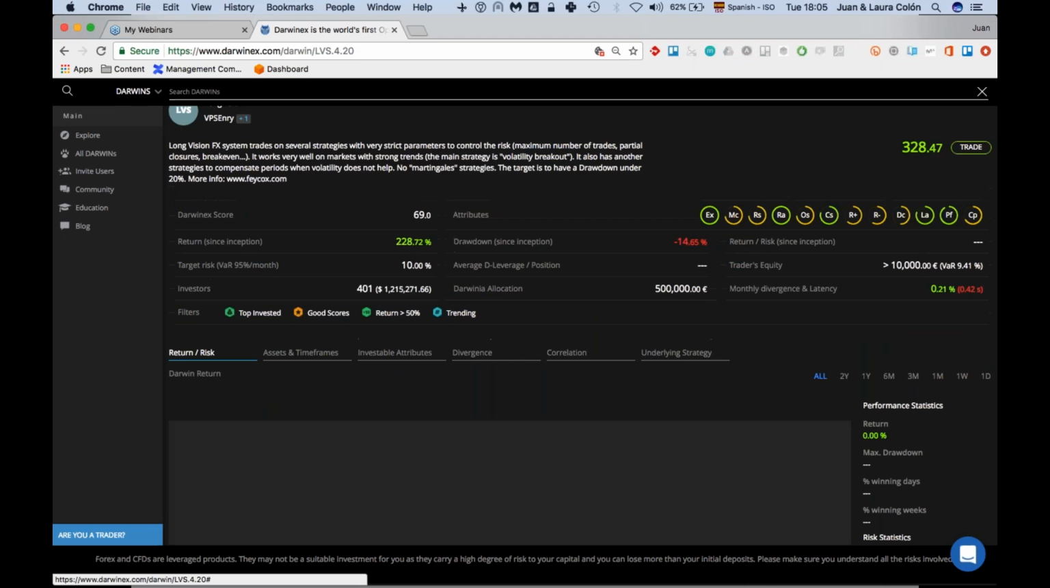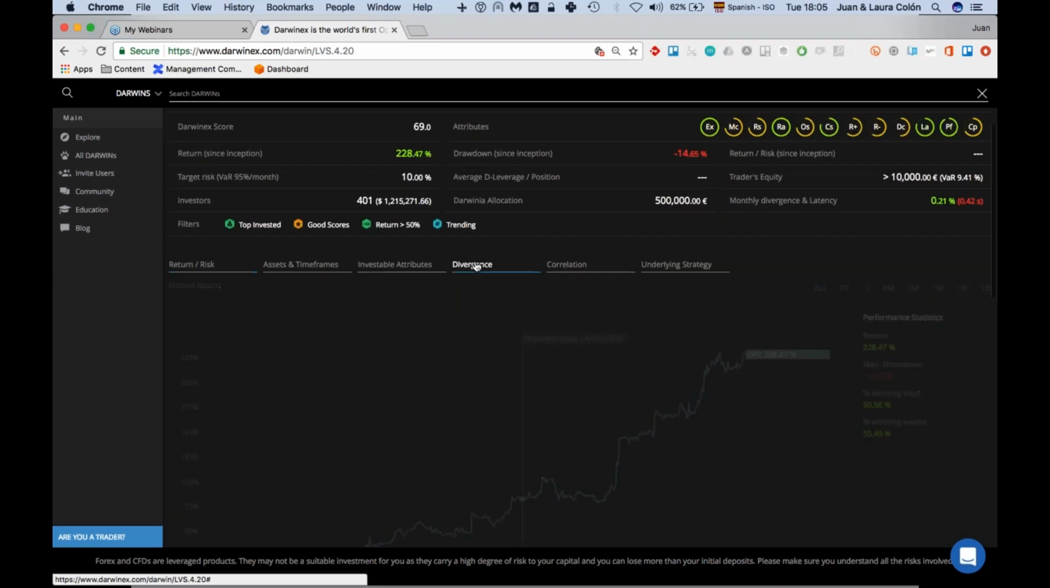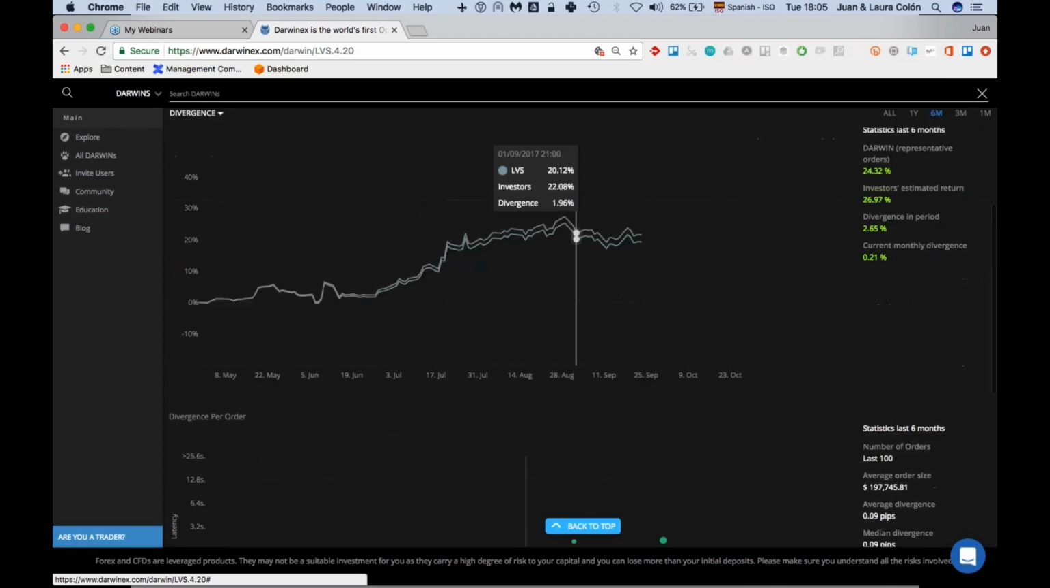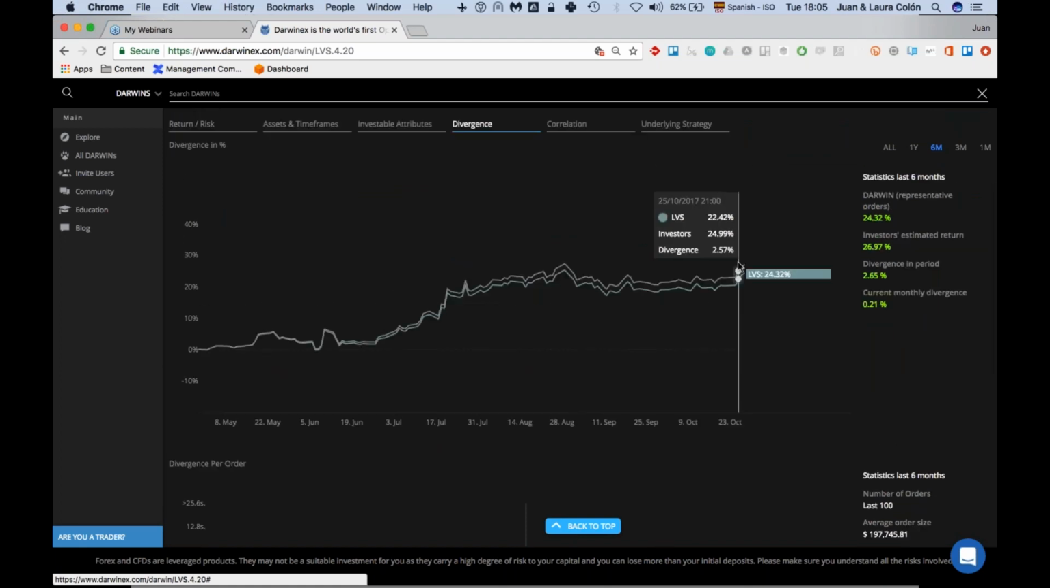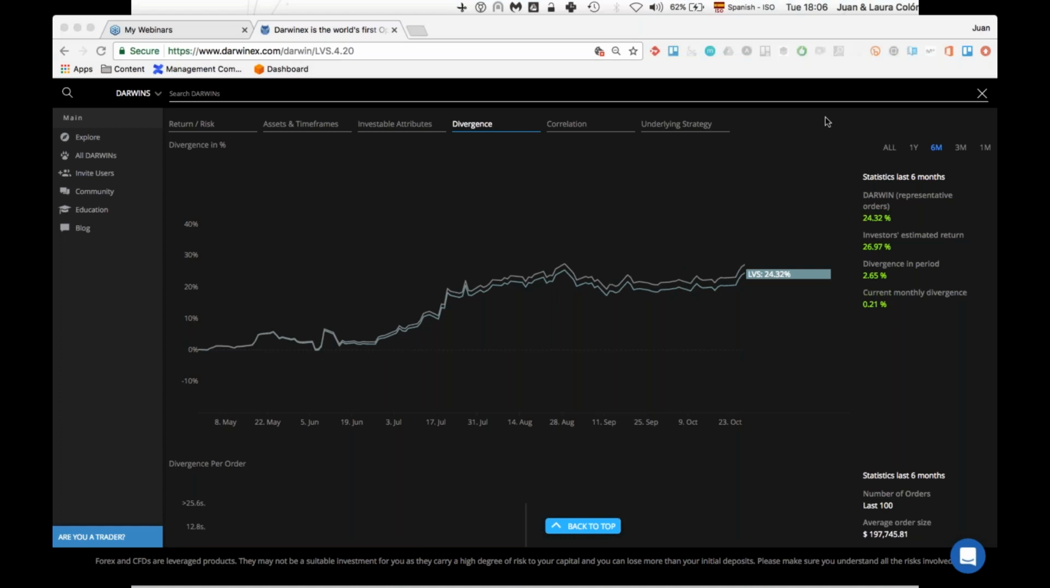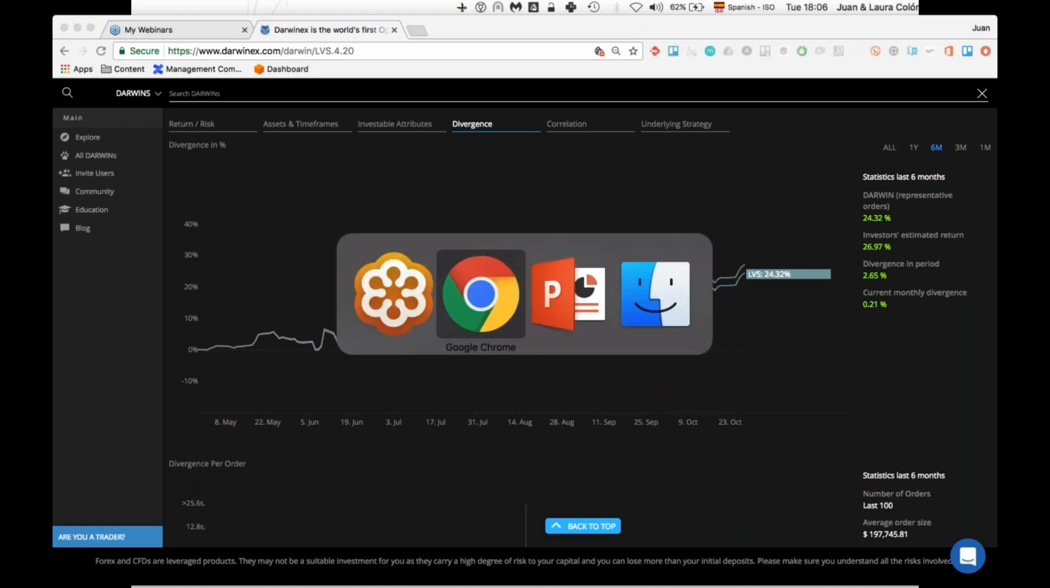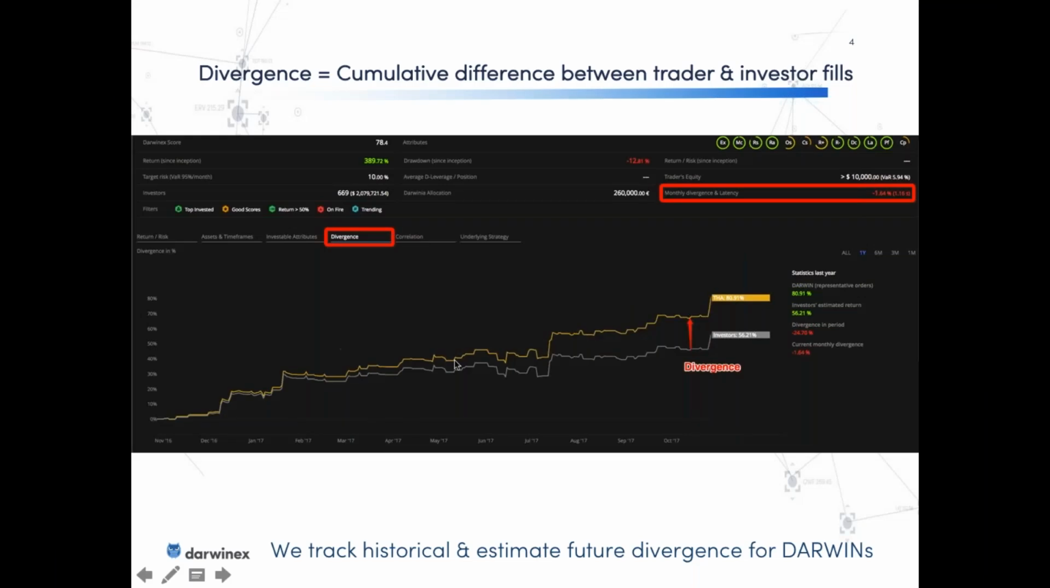So we can see LBS. And we can see here that the curve for investors, in this case, is actually ahead of what the trader did. So this is not designed to mislead. This is just something that we have to live with, in the sense that it's not possible with the current system to replicate trader performance one-to-one. And I shall explain briefly why. Meanwhile, if you have any questions, feel free to go for it.